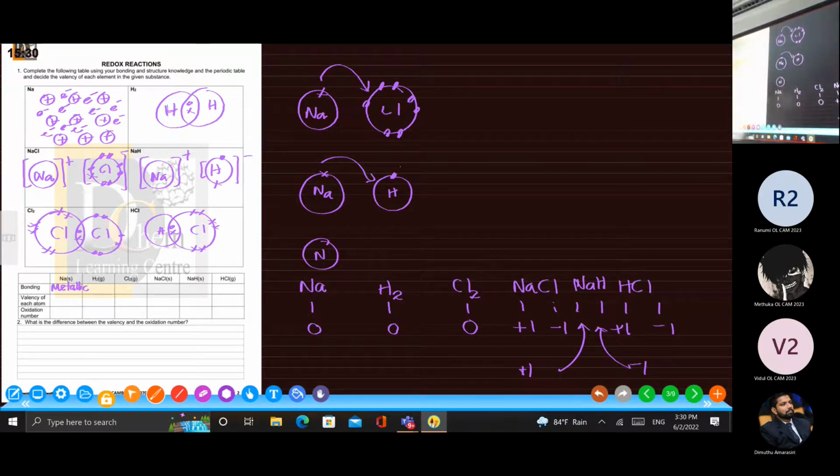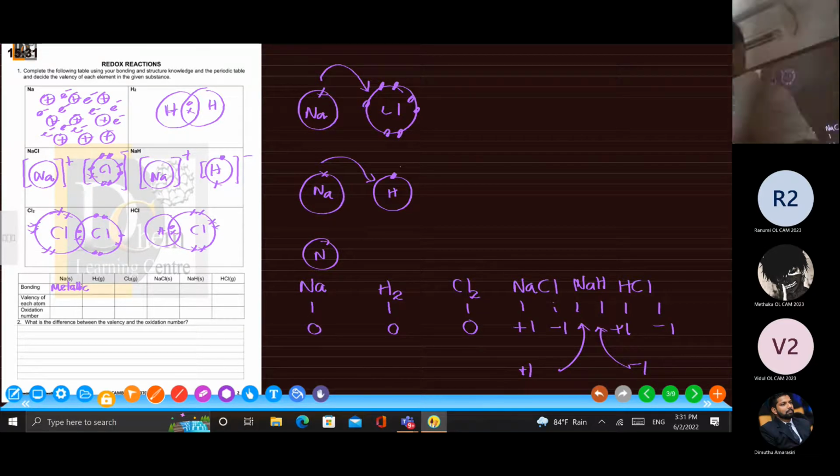But it shows whether the electrons are removed or gained by assigning plus or minus signs.